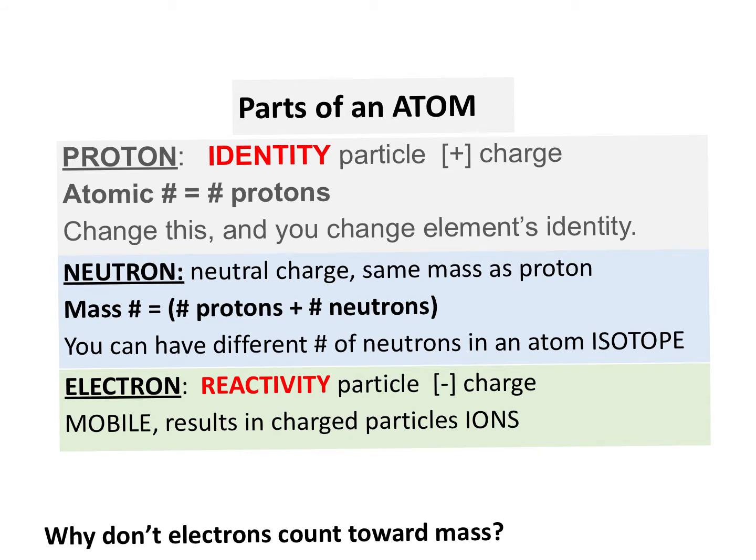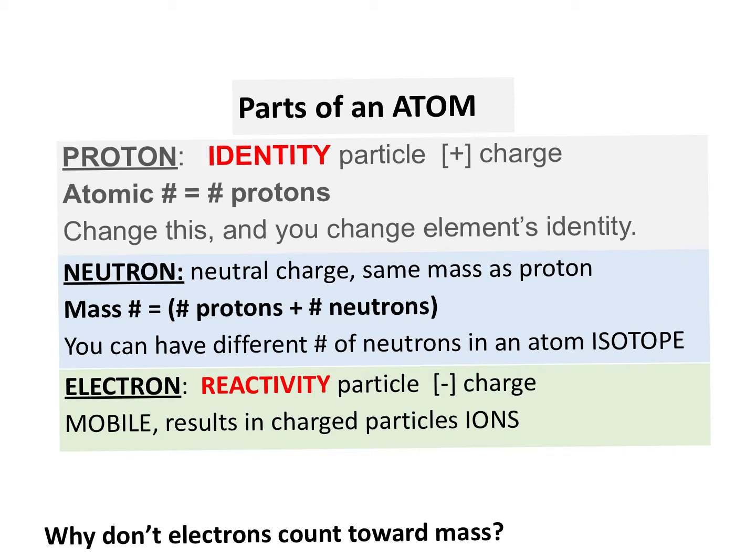Neutrons are a neutral charge, and these have the same mass as a proton. To calculate your mass number, you do your protons plus your neutrons. This makes sense because the mass is located in the nucleus of my atom. You can have a different number of neutrons. If you have a different number of neutrons, these are called isotopes.